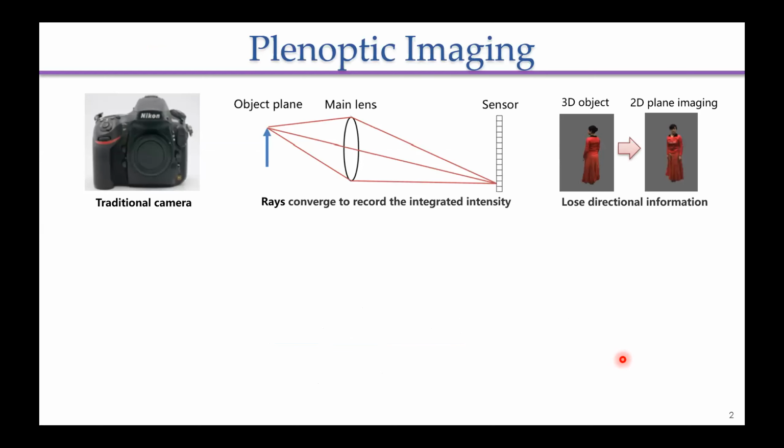You know that the biggest difference of plenoptic imaging compared to the traditional camera is that it can record the direction of the light. The traditional camera only converts the rays and records the integrated intensity on the sensor. That is why 3D objects lose the directional information of each ray, and become a 2D plane image on the sensor.